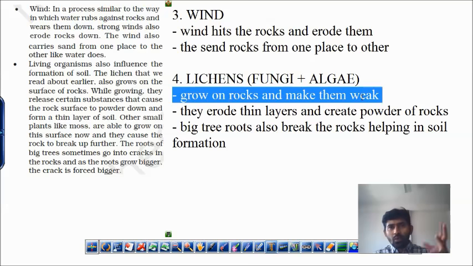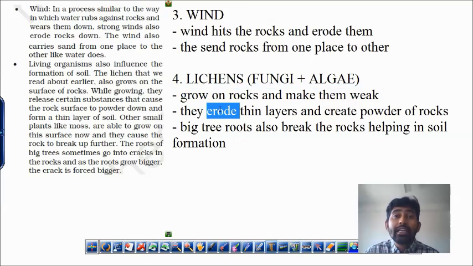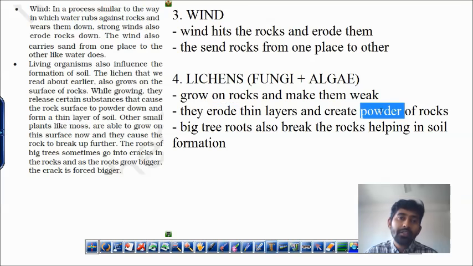So already sun was hitting the rock, wind is hitting the rock, water is hitting the rock, and lichens are also hitting the rocks, making them thin, weak. They are eroding, and finally their powder is created. And this powder of rocks is called soil.